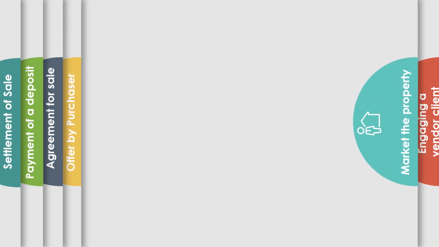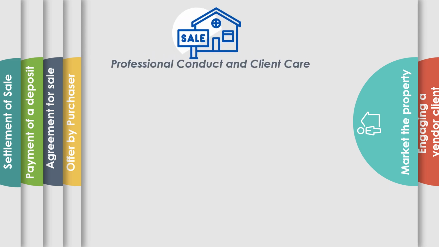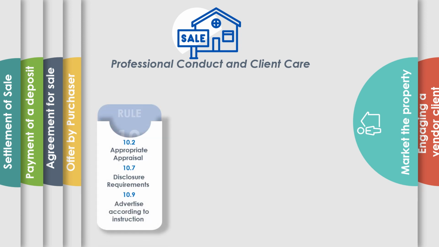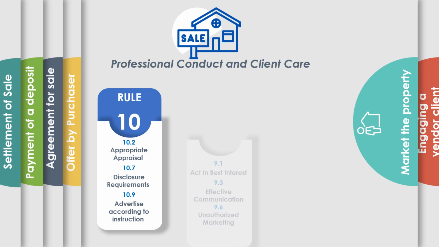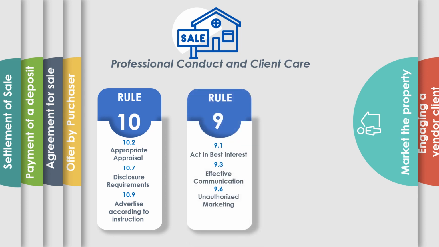After the settlement of the agency contract, you are responsible for marketing the client's property. This stage is governed by Rule 9 and 10 of the Code of Conduct. Rule 10 requires the agent to give a proper appraisal of the property price and ensure it is advertised according to the instructions of the client. Rule 9 requires you to obtain authority from your client before you put the property onto the market.